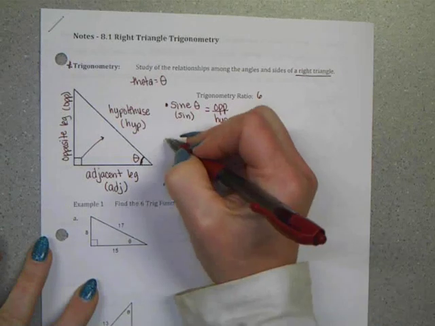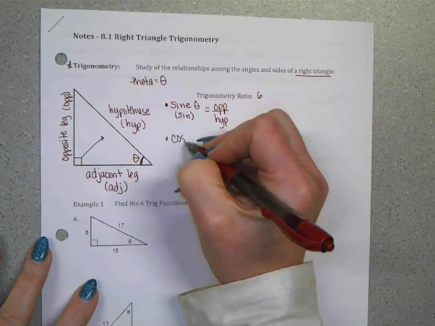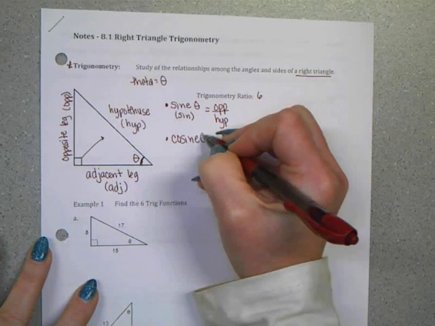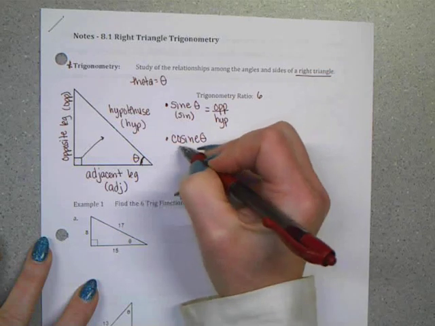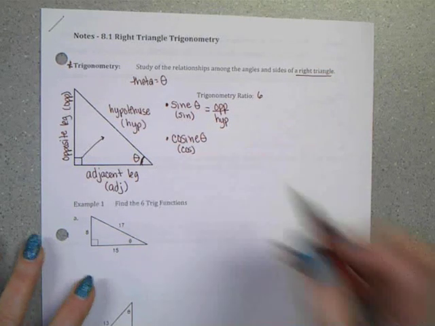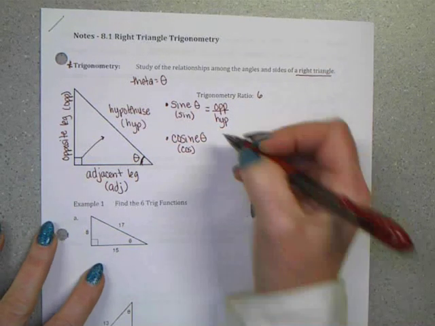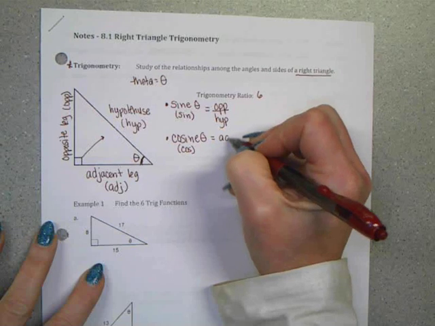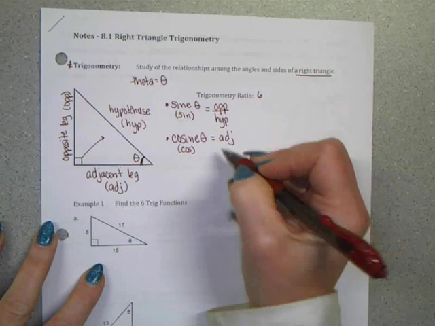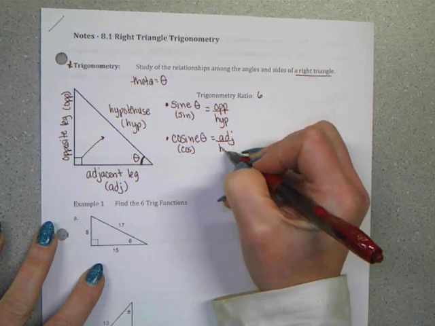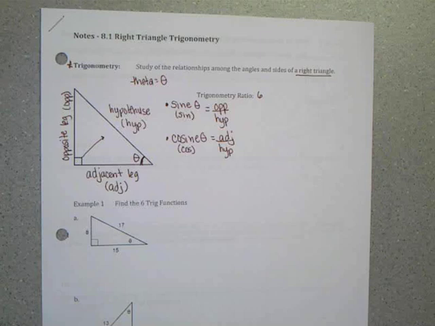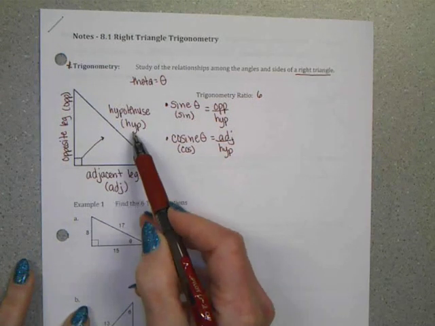The next trig function is called the cosine. And cosine of theta is abbreviated as COS, and it is adjacent over hypotenuse. So it is this leg over the hypotenuse.